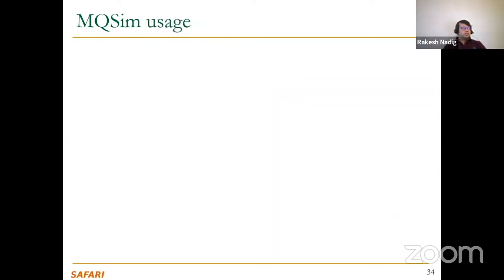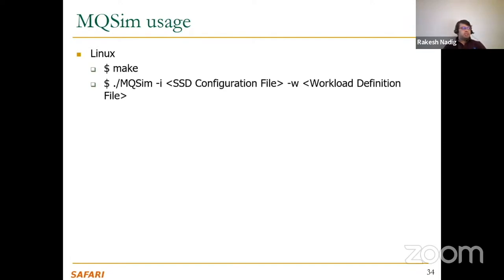So finally, we look at how we use the MQSim. If you are a Linux user, then we just download the code from the GitHub, and then we run make. And if we have to run the simulator, then we pass the SSD configuration file and the workload definition file in this format, and that will run the simulator.